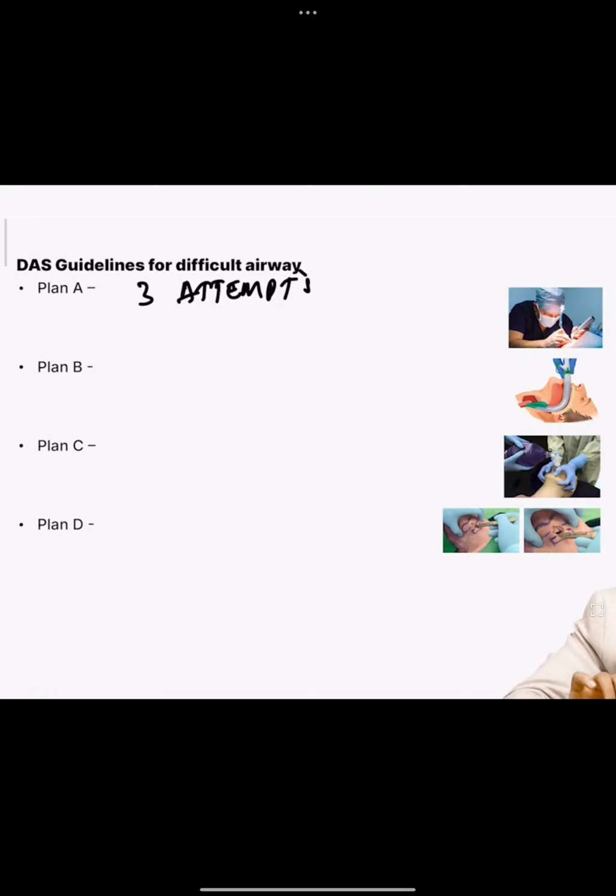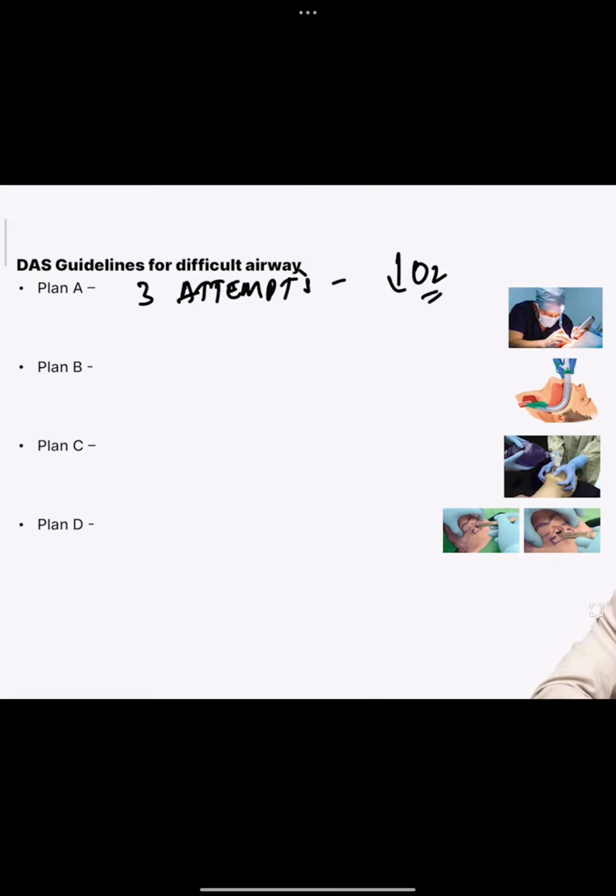3 attempts. But if your 3 attempts are failing, then you need to go for plan B. What is plan B, guys? If 3 attempts fail, then your aim should be what? I should ventilate the patient. Anyhow, I should ventilate the patient. By these 3 attempts, the patient's oxygen saturation has fallen. So what should you do to ventilate the patient?